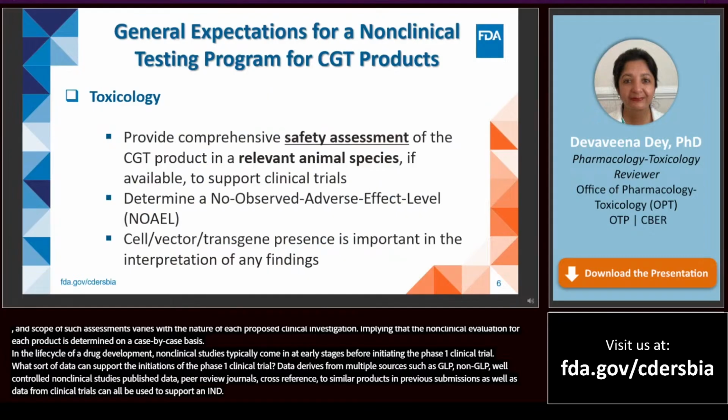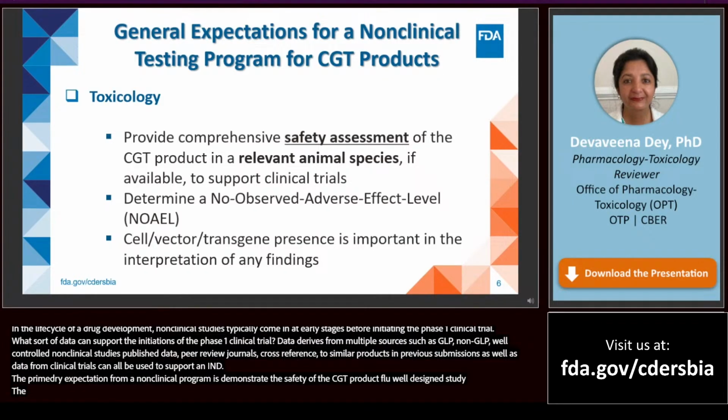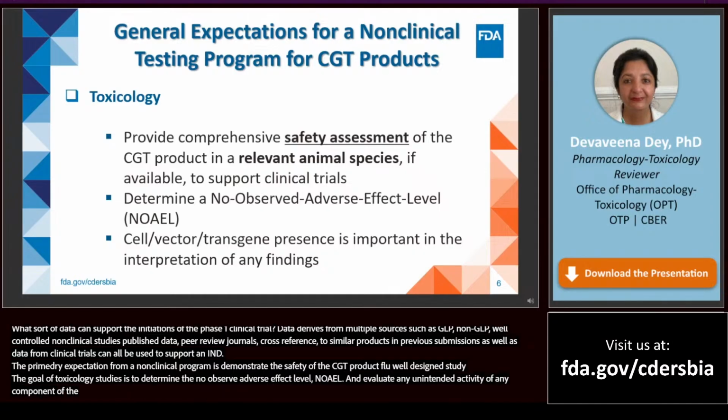The primary expectation from a non-clinical program is to demonstrate the safety of the CGT product through well-designed toxicology studies. The goal of toxicology studies is to determine the no observed adverse effect level, or the NOAEL as it is called, for the product, and evaluate any unintended activity of any component of the product, such as the cells, vector, transgene, or packaging elements.